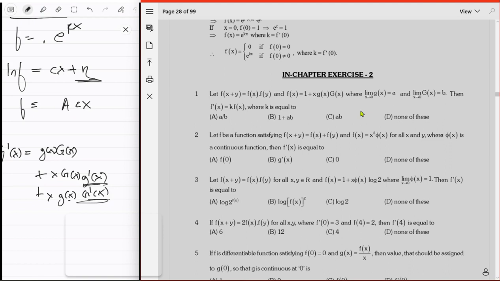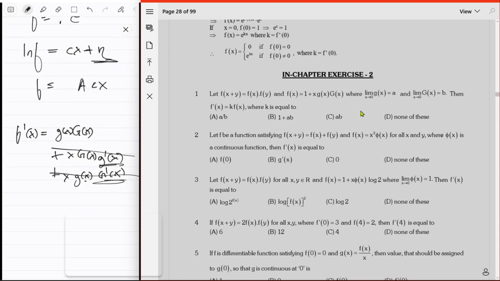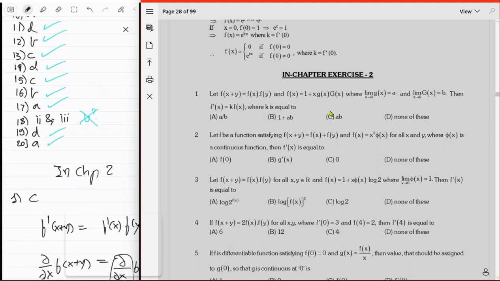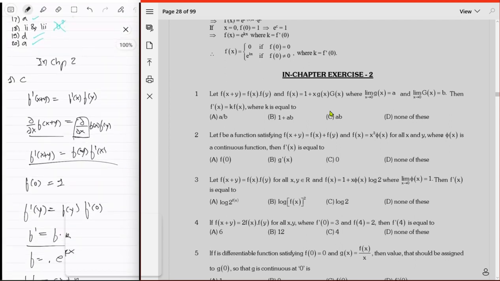So if that is the case, then you can get rid of these guys, because at x equals 0 they're gone. So what does that mean? F dash of 0 is equal to g of 0 times capital G of 0, which is just AB, right? So yeah, C should be the answer. This feels so wrong, doing it like this, assuming differentiability. Fine, what can I even do? Next question.